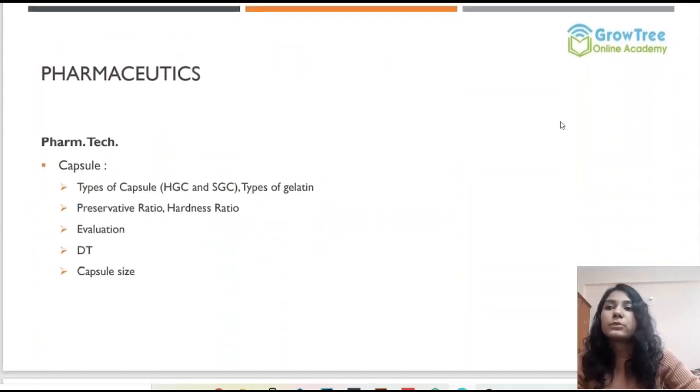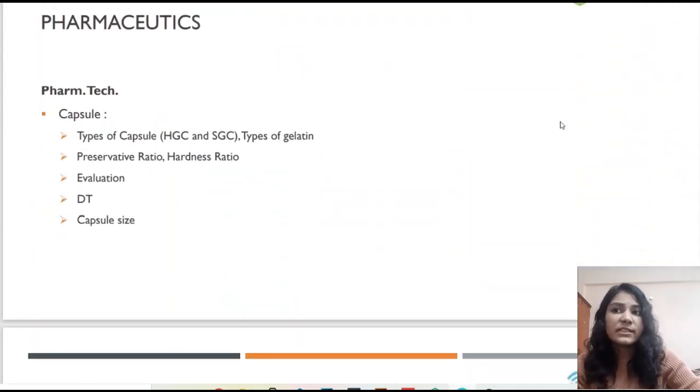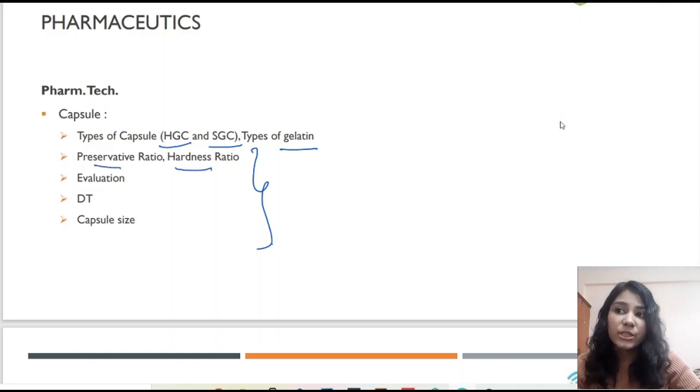Now coming to capsules. Capsules are less lengthy as compared to tablets. Mainly you should be familiar with the types of capsules, hard gelatin capsules and soft gelatin capsules, and the types of gelatin. Ratios can be asked mainly, like the preservative ratio and hardness ratio, and questions can be asked from the evaluation of capsules, their disintegration time, and capsule size. This is again very important.